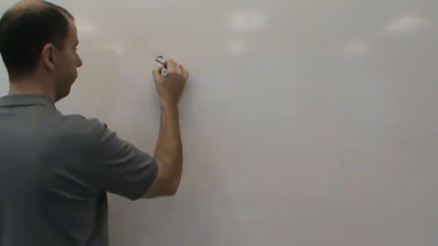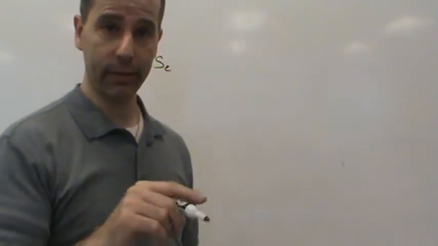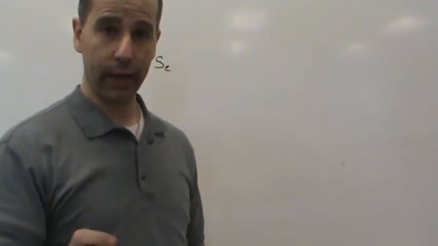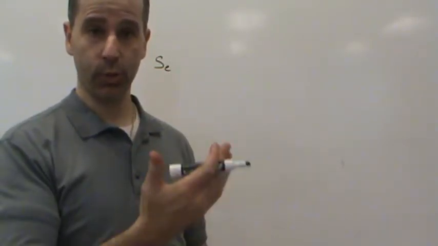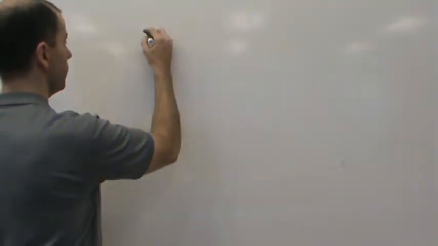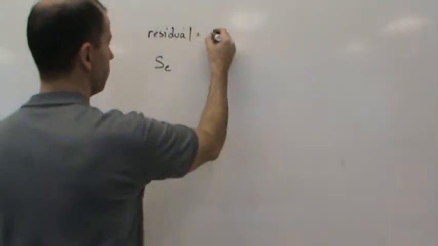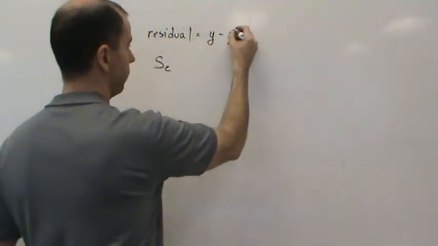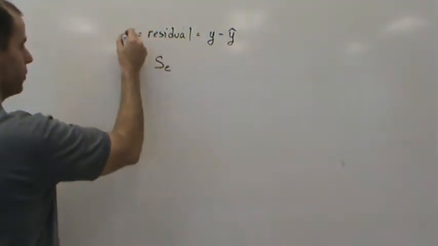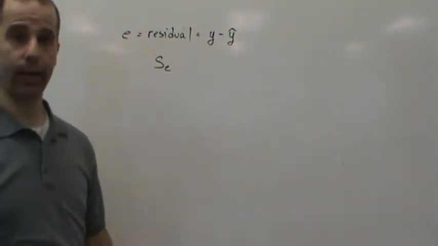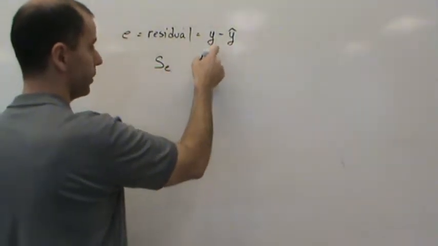Because S sub E, remember the residuals. Remember when we talked about unexplained variation in the beginning when we talked about regression, the least squares regression, and we talked about residuals. Well, what's the residual? The residual, if you remember, is equal to the observed value minus the predicted value. Okay, this is the residual. Well, the notation for residual is e. So S sub E is the standard deviation of all of the residuals.